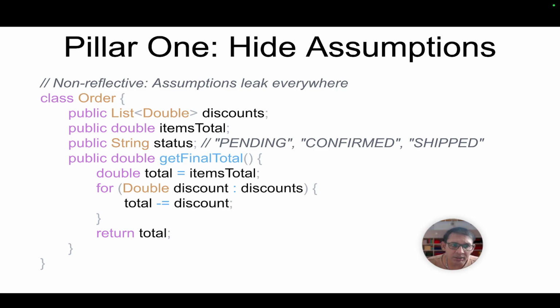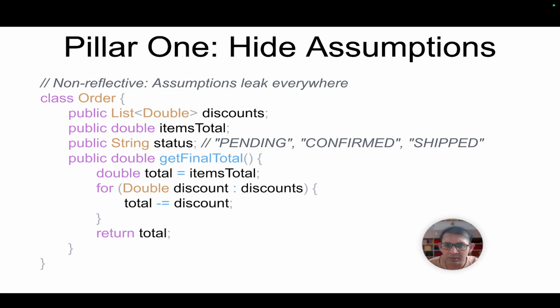Every implementation detail you expose becomes a constraint on future change. The key insight is to identify decisions that are likely to change and hide them behind stable abstractions.